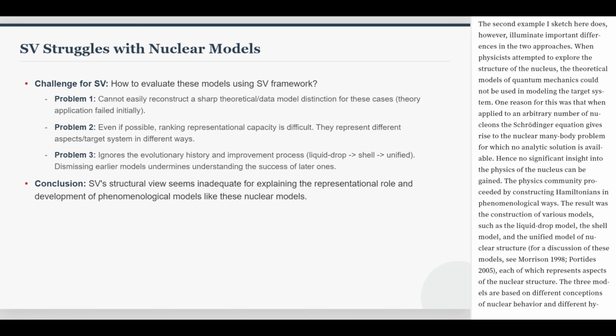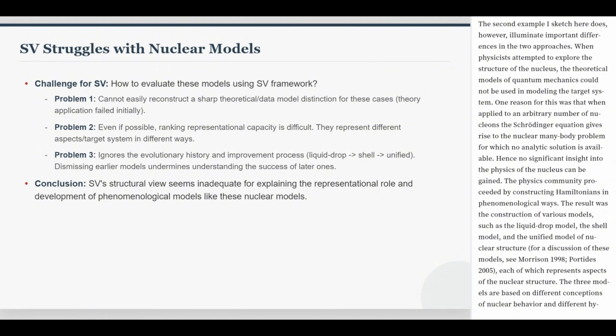So, how does the semantic view handle these nuclear models? It hits a wall. First, remember SV's reliance on comparing a theoretical model from the overarching theory with a data model from experiments. In this case, the initial application of the theory failed, so drawing that sharp line is murky. Second, even if we could somehow define theoretical and data models here, how do we rank their representational capacity? These models focus on different aspects of the nucleus and represent it in different ways. Comparing them purely structurally is tricky.